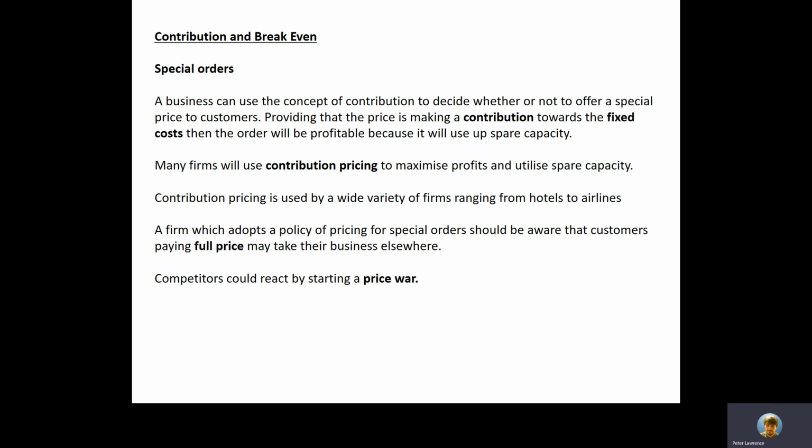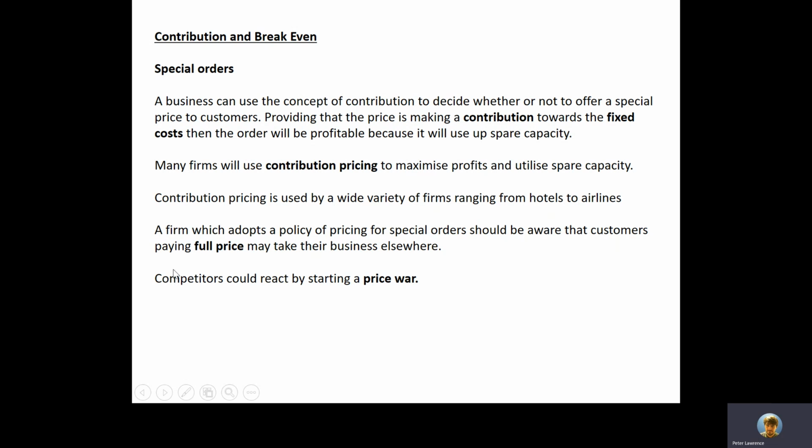So contribution pricing is used by a wide variety of firms, from hotels to airlines. So sometimes if you go and try and book a flight on the day of the flight, you can usually get it dead cheap. As long as that is making a contribution towards the costs of running the plane, they will let you on.